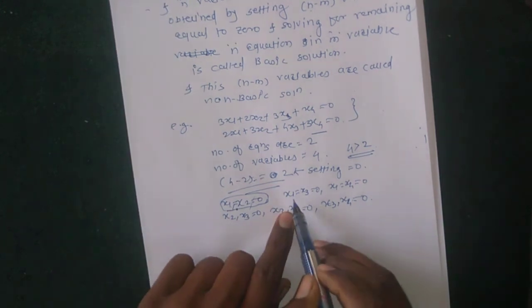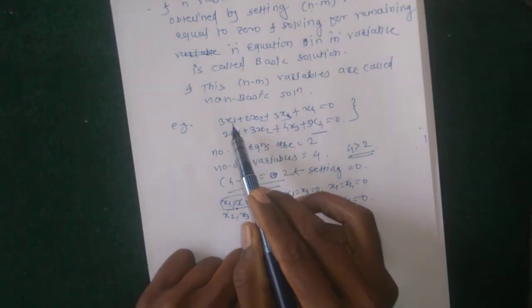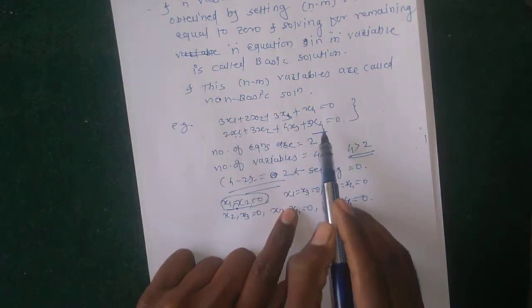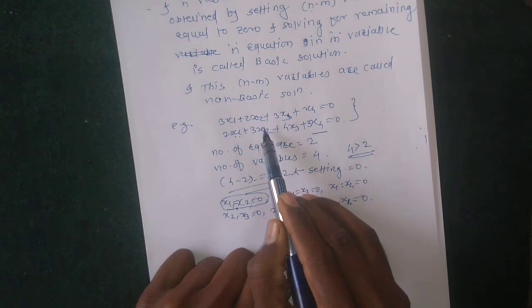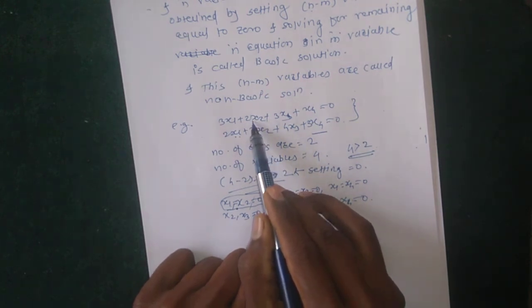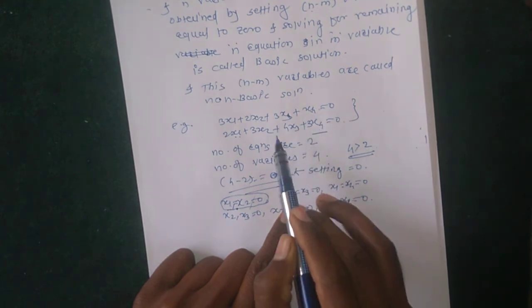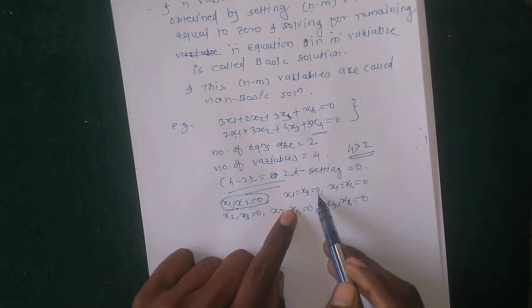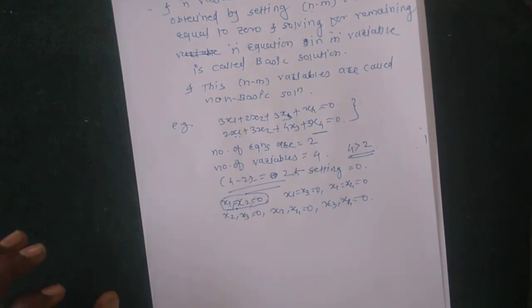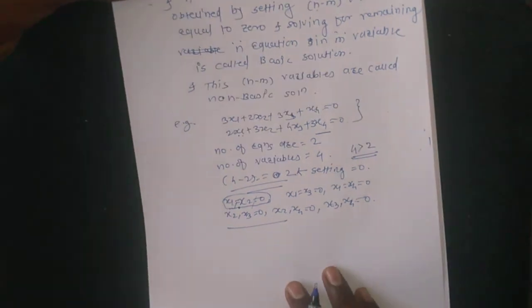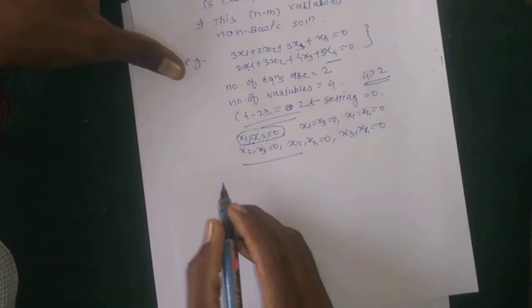Similarly, in this way, put x1 equal to 0 and x3 equal to 0, and solve to find the values of x2 and x4. The values of x2 and x4 are called the basic solution, and the values of x1 and x3 equal to 0 are called the non-basic solution. So this is the basic solution definition.